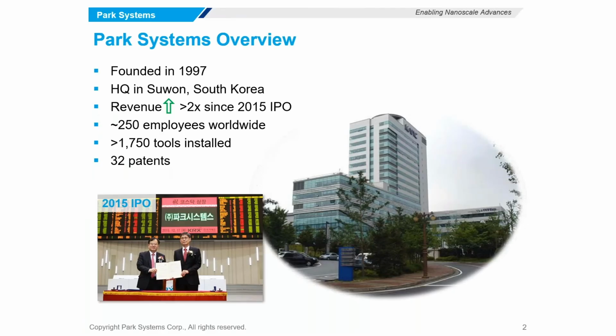So to begin with, for the benefit of those of you who may not have seen our previous webinar or may be new to Park Systems, Park Systems is a fully integrated atomic force microscopy company. We were founded in 1997 by our CEO, Dr. Sang-Il Park. We are headquartered in Suwon, South Korea, in the Korea Nano Fab Center, shown in the picture at right. Since 2015's IPO, our revenue has doubled in that time. Park Systems employs approximately 250 employees worldwide. We have over 1,750 tools installed, including over 160 tools in industrial environments in various fabs across the world. And we hold 32 patents, which speaks to our technical prowess in the field of AFM.